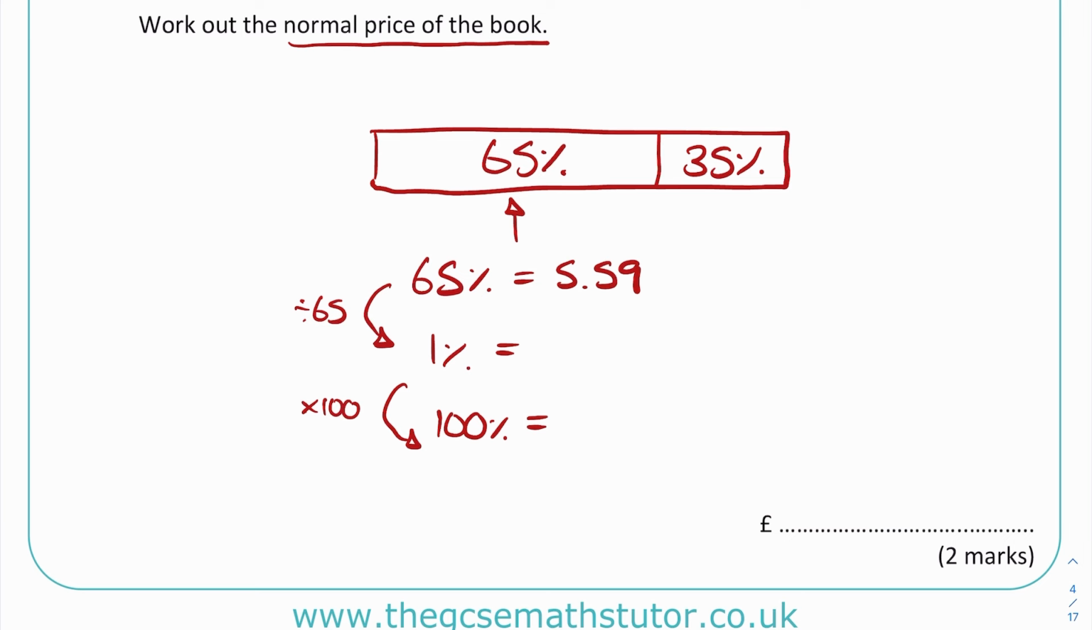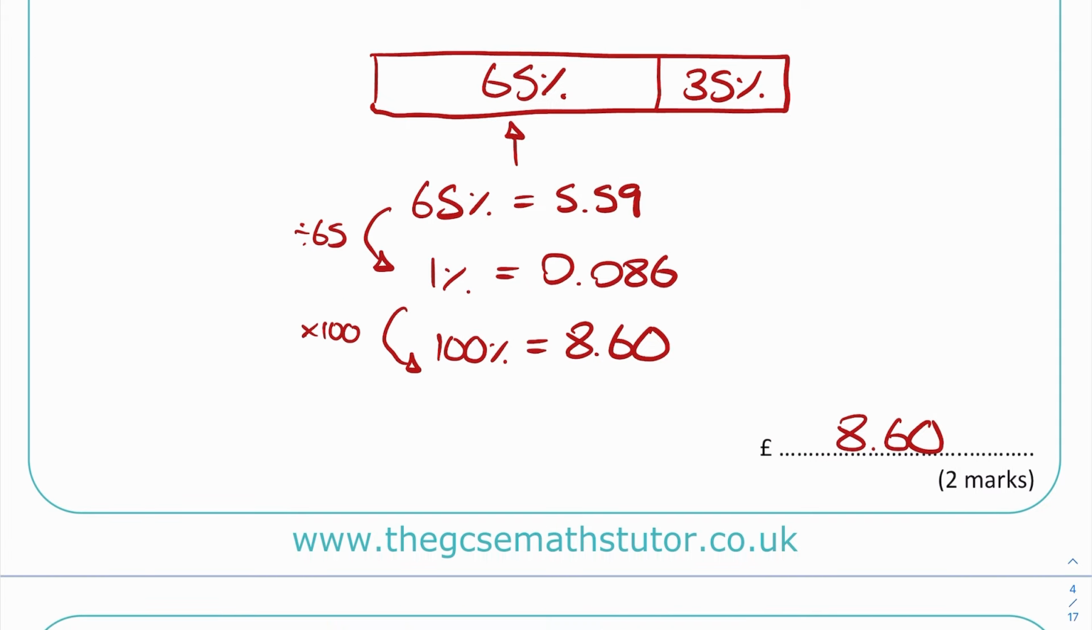£5.59 divided by 65 gives us 0.086. So 0.086 would be 1%. Timesing that by 100, and I'm just doing it all on the calculator, gives me 8.6. Now this is money, so that's £8.60. So our final answer, £8.60, and there we go, our reverse percentage complete.